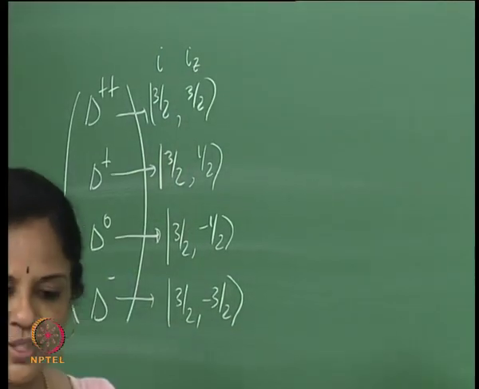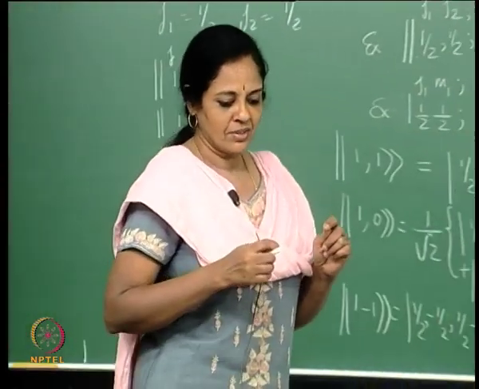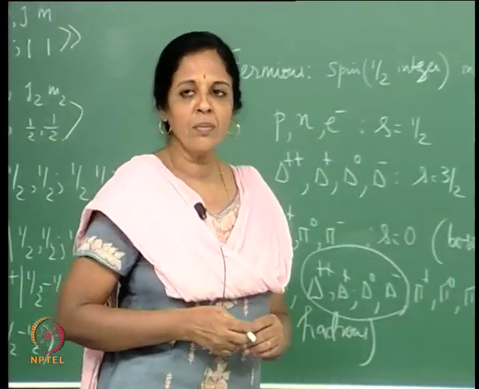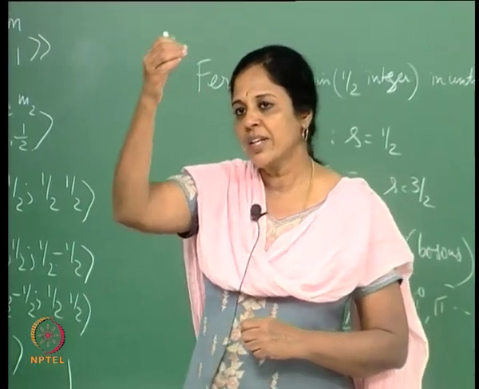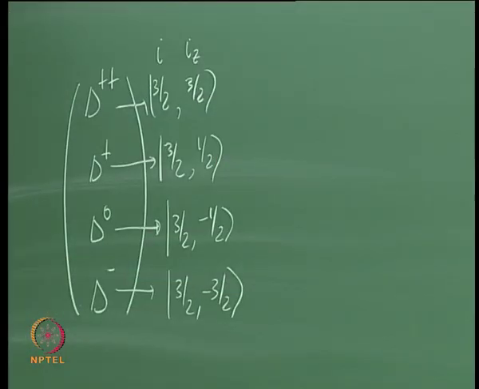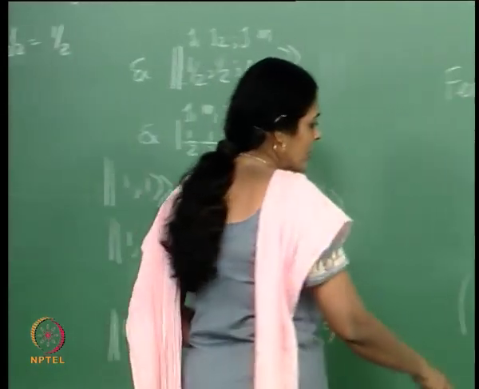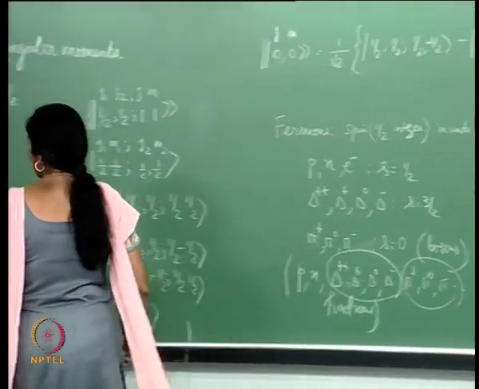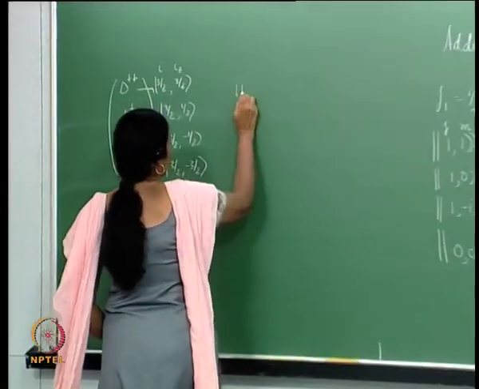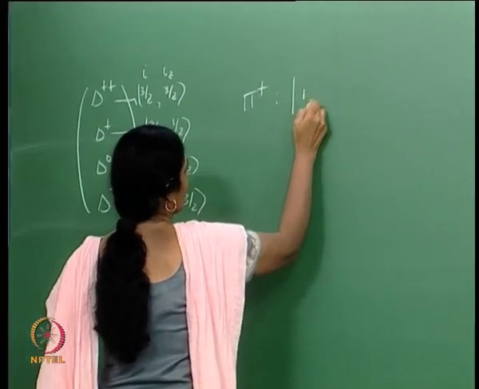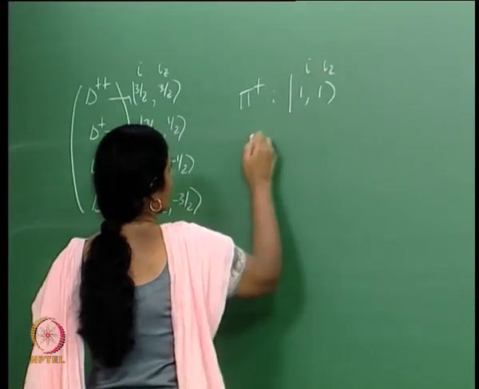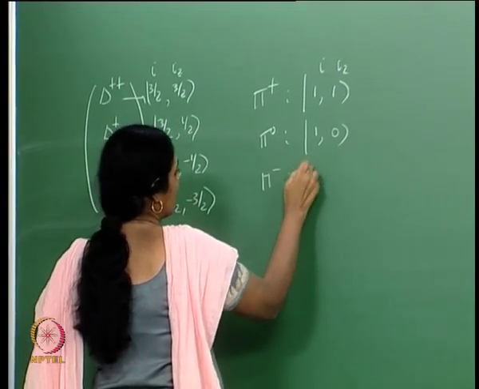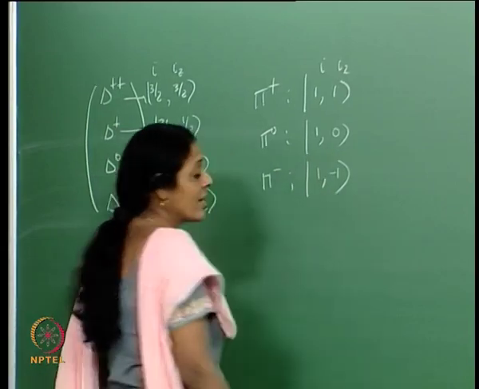So I have an isoquartet, and therefore I is fixed. It's a single multiplet where isospin is 3 by 2, and Iz takes values minus I to plus I in steps of 1. Now if you look at the pi plus, pi 0, pi minus, they transform as a triplet under isospin. So indeed I have pi plus, which is the I equals 1, Iz equals 1 state, pi 0, I equals 1, Iz equals 0 state, and pi minus, which is I equals 1, Iz equals minus 1 state.